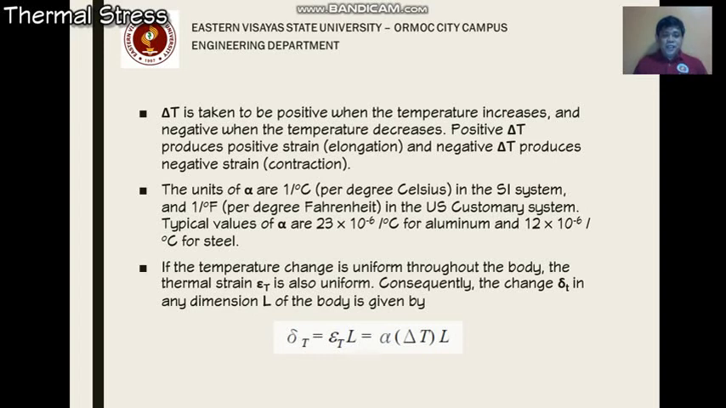If the temperature change is uniform throughout the body, the thermal strain epsilon T is also uniform. So consequently, the change in length in any dimension L of the body is given by the deformation due to the temperature change, which is equivalent to the thermal strain times the total length, or alpha times delta T times the length.